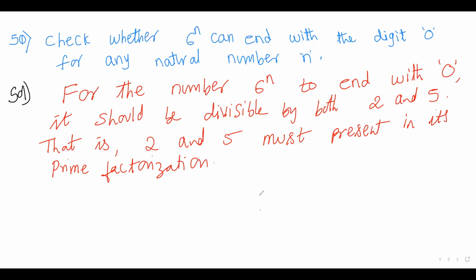2 and 5 must be present in its prime factorization. Let us see the prime factorization of 6 power n. The factors of 6 are 2 and 3. So in the prime factorization, we can find 2, but there is no 5.